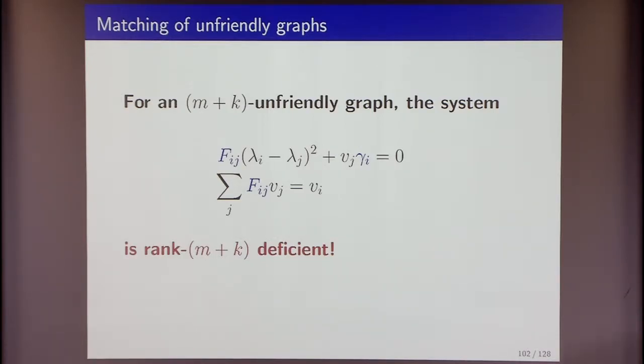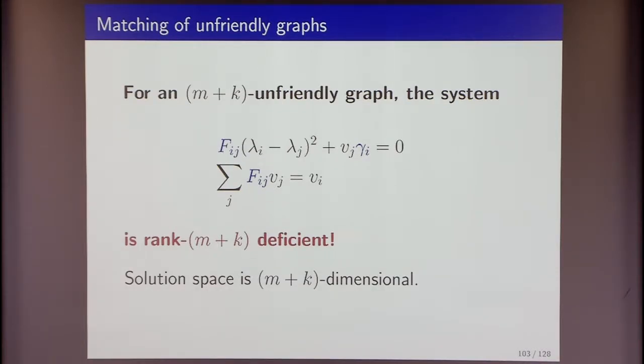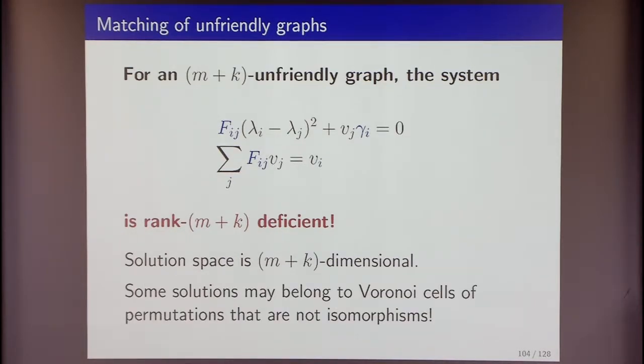So basically, this unfriendliness degree of the graph tells me the dimension of my solution space of the convex relaxation. And if the dimension is non-zero, I might be getting some solutions that unfortunately will or might fall into wrong Voronoi cells and give me permutation matrices that are not isomorphisms. Of course, the actual solution that I'm going to get will depend on the algorithm that I'm using and on the initialization, which is basically a question of luck.